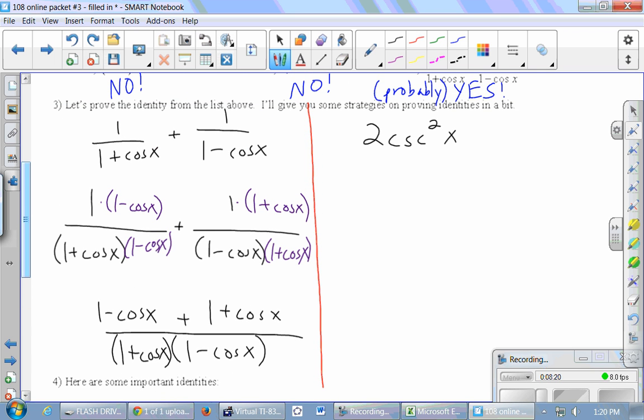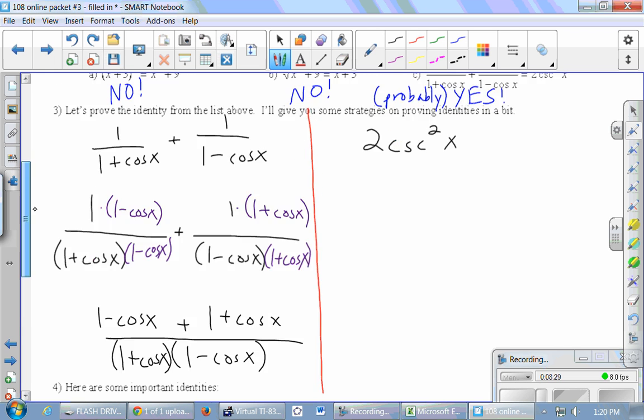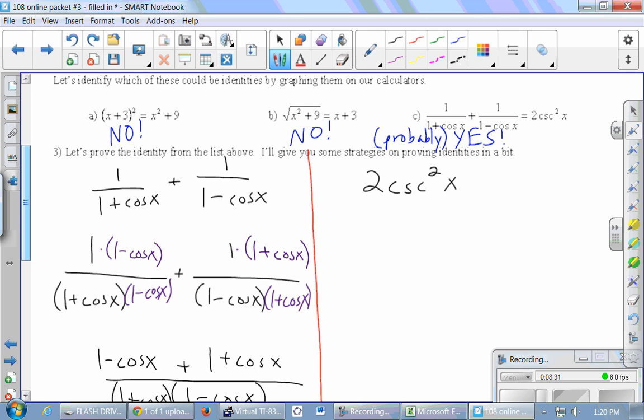Okay, here's a 2 cosecant squared x. All right, well, the first thing I want to say is I really like the 2 that's in front there, because we just got a 2 on the top of this fraction. Okay, cosecant somehow is supposed to turn into something with the cosines in it.